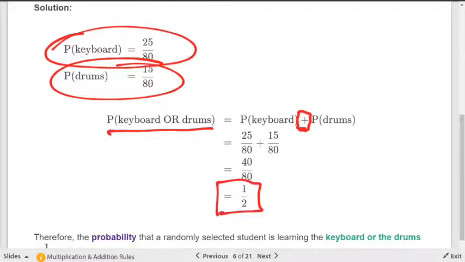Simple addition. Are keyboards the same as drums? No. So you know that they don't overlap. They can't happen together.